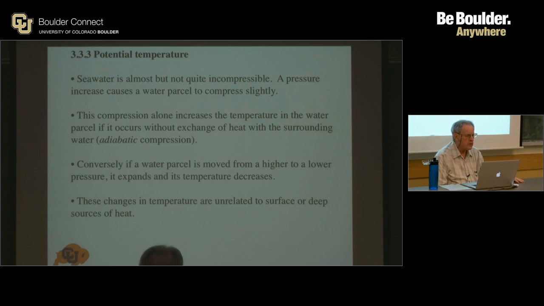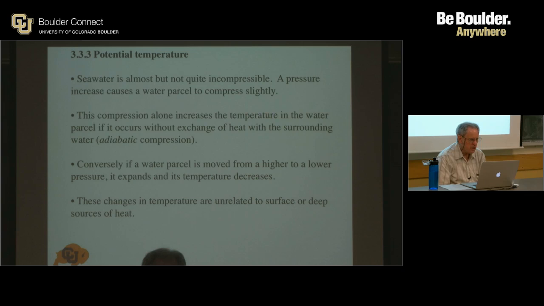Physical oceanographers are going to consider the ocean compressible and incompressible. So they're going to consider it incompressible when it's convenient, and they're going to consider it compressible when it isn't. They're guilty. Potential temperature is an admission that the ocean really isn't incompressible. It's close, but it's not.